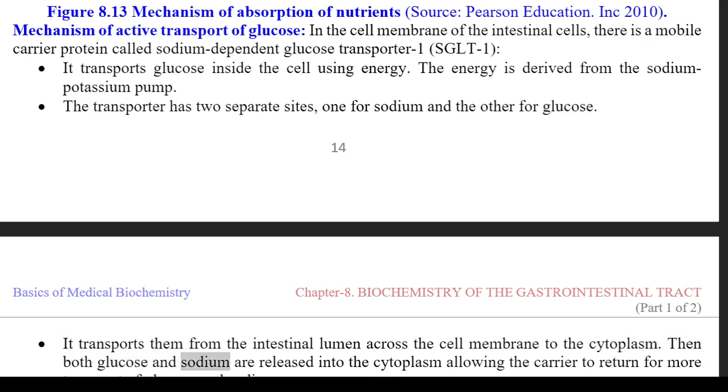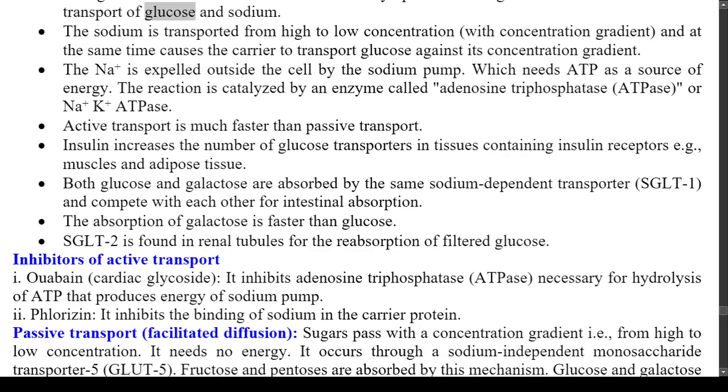Then both glucose and sodium are released into the cytoplasm, allowing the carrier to return for more transport of glucose and sodium. The sodium is transported from high to low concentration, with the concentration gradient, and at the same time causes the carrier to transport glucose against its concentration gradient. The Na+ is expelled outside the cell by the sodium pump, which needs ATP as a source of energy. The reaction is catalyzed by an enzyme called adenosine triphosphatase, ATPase, or Na+ K+ ATPase.